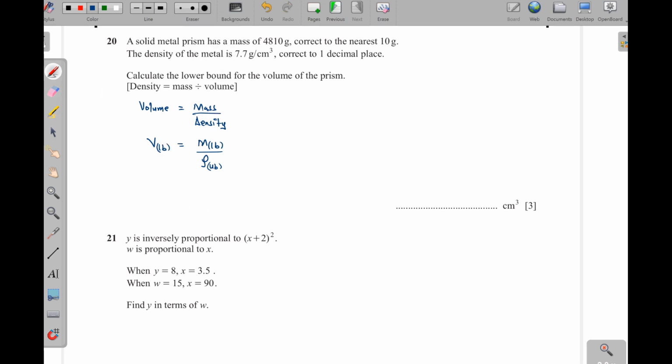Then let's go. So we need to get the lower bound for the mass and then the upper bound for the volume. Now, since this one here, the mass is correct to the nearest 10 grams, that means the error bound for mass shall be equal to, you get this 10 here, you divide it by 2, so that will be 5.